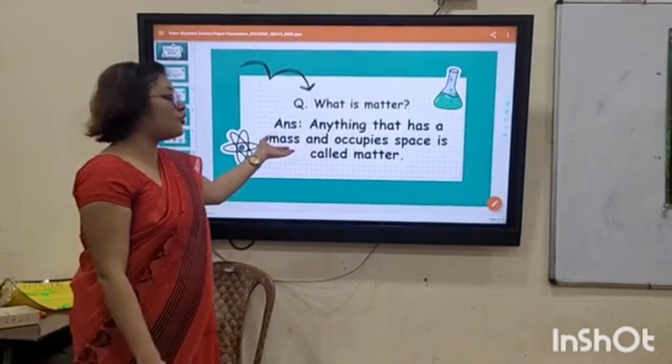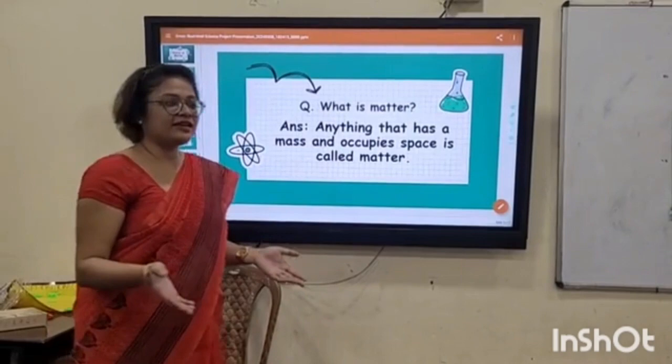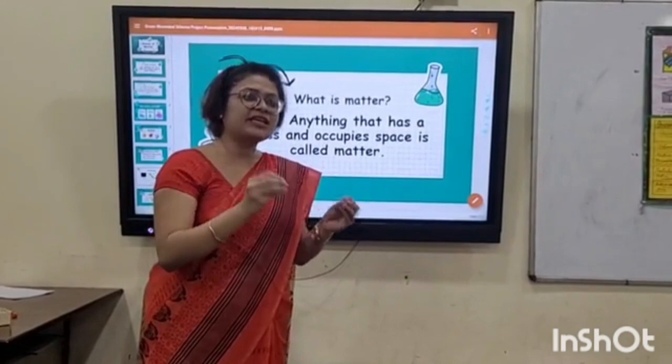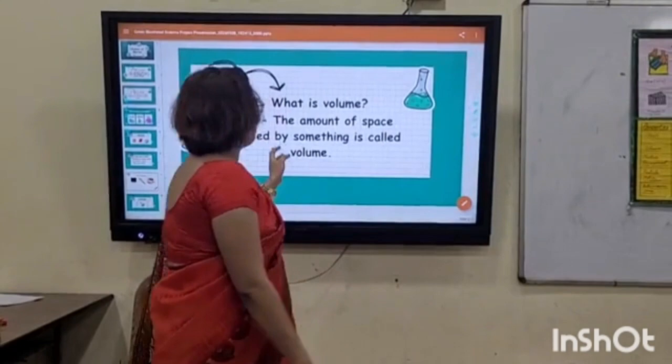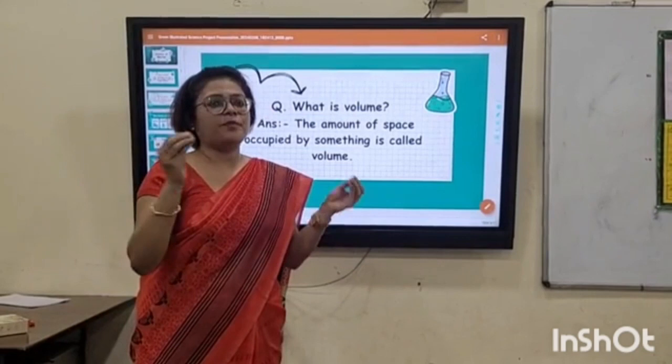Anything that has mass and occupies space is called matter. Students are sitting in the class. Look at the class and choose any object. Anything you choose is made up of matter. Next, what is volume? The amount of space occupied by something is called volume. Choose any object around you, it has volume.